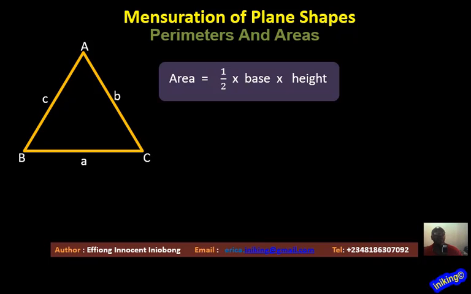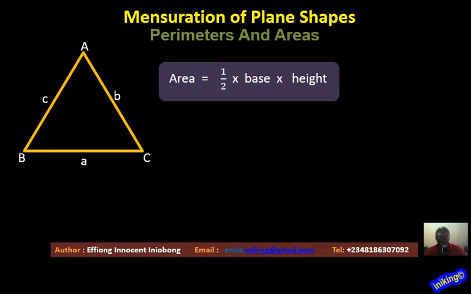We are still looking at mensuration of plane shapes, and we are looking at areas of a triangle. In the last video clip, we considered solving the area of a triangle where we have been given the base and its corresponding height. Now we want to look at the situation where the height is not provided. Instead, we are given two sides and the included angle.